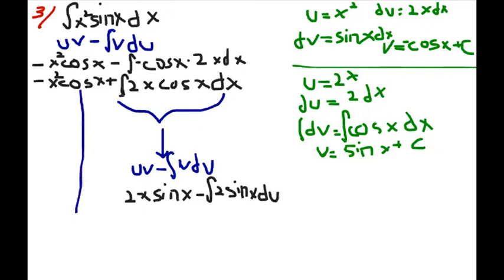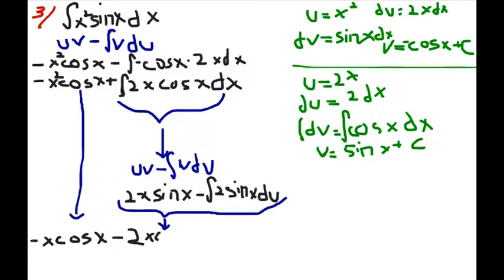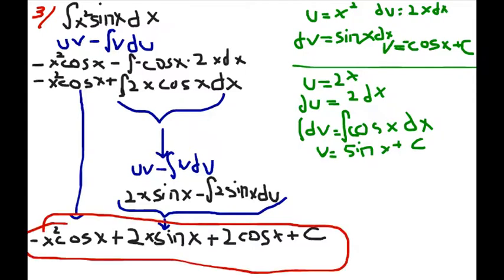not du, sorry. Now we just copy down the previous first part and then the latter first part, and we subtract the integral of 2 sine x dx, not du, which is 2 cosine x, and then add the remaining c. This is our final answer. Negative x squared cosine x plus 2x sine x plus 2 cosine x plus c.